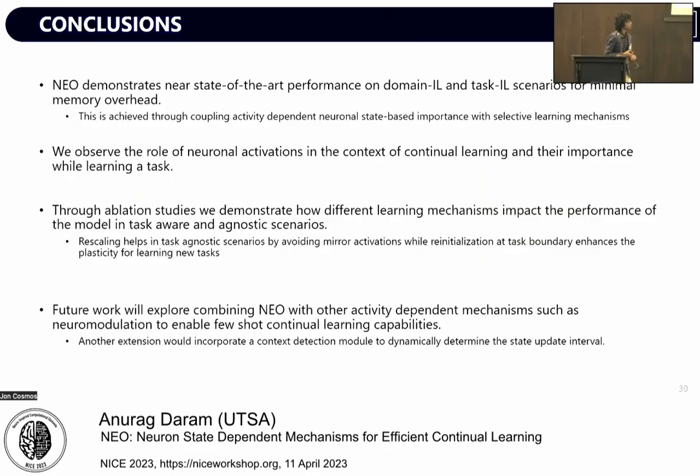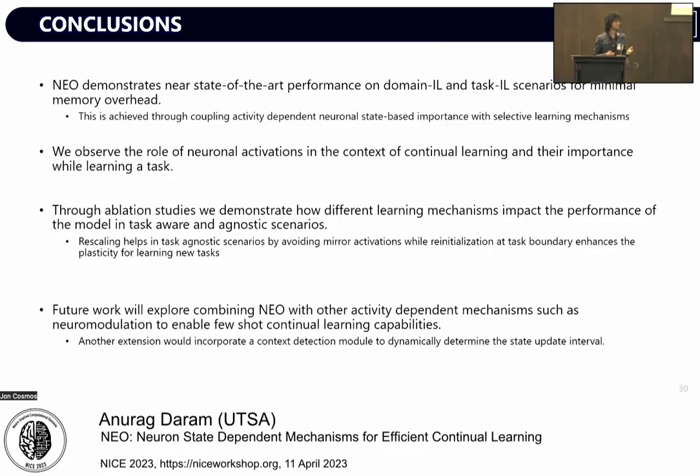So I conclude by saying that NEO is able to demonstrate near state-of-the-art performance on both domain IL and task IL scenarios with minimal memory overhead. This is achieved by coupling activity-dependent neuronal state-based importance with a selective learning mechanism. In addition to this, we also observe the role of neuronal activations in the context of continual learning and how important they are in learning a task.